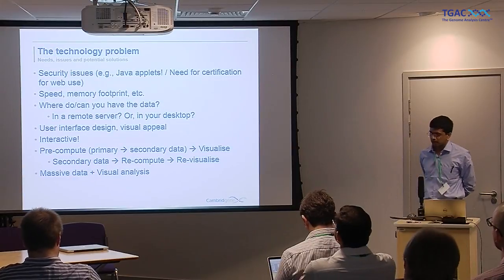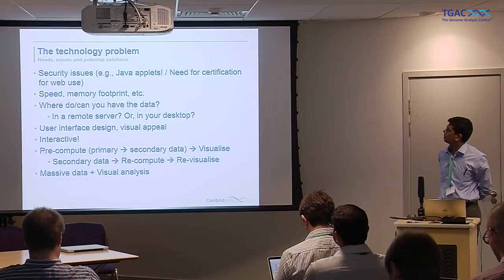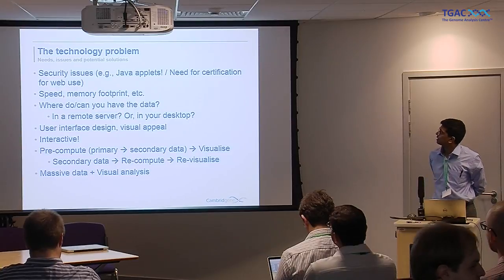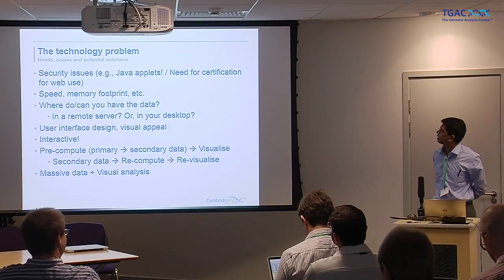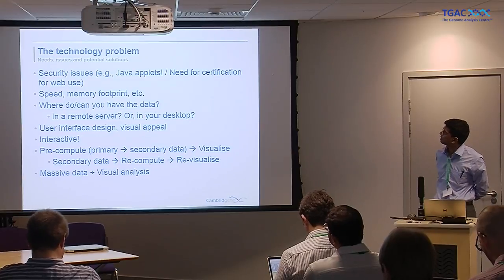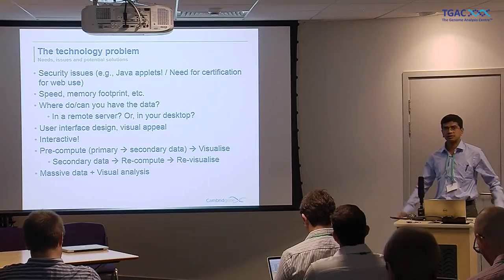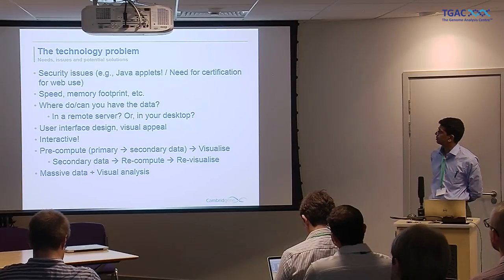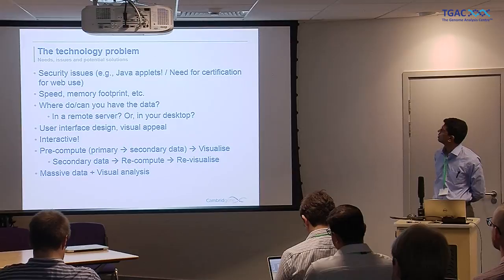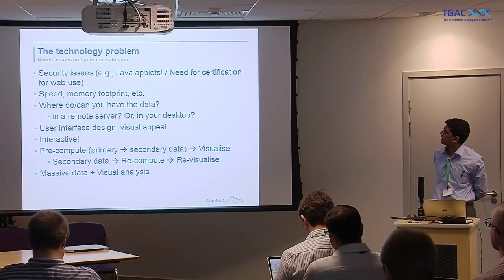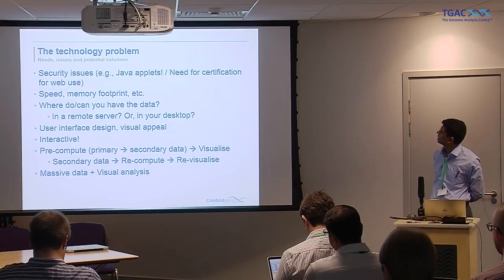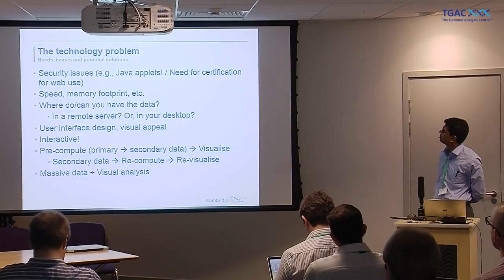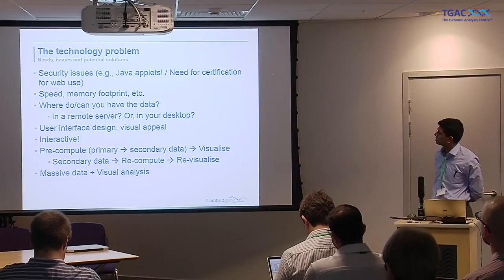I'll briefly explain the technology problem in generic terms. I'm not going to talk about very old systems like Silicon Graphics, but compared to more recent technology like Java applets and desktop applications, these are very difficult to deploy and distribute and make available to everyone, except for the Java applets, which had lots of security issues. So that's why we need a newer technology like JavaScript, which can address all these issues.